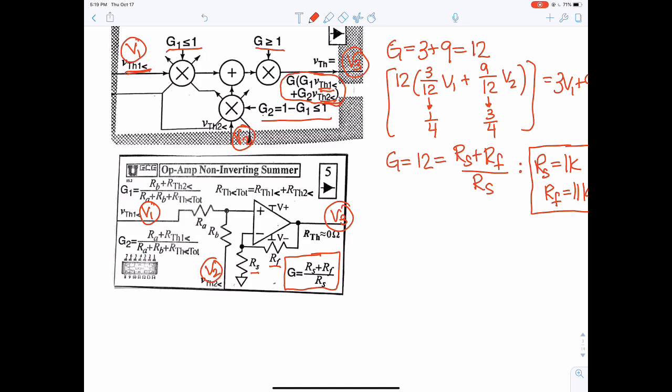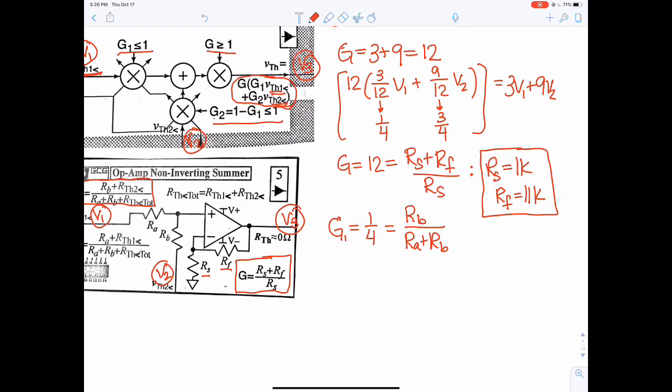And then for G1 is 1/4. And we look at the equation for G1, we're ignoring the RTH values since we don't have any connections before this. And that equation is RB over RA plus RB. And then if we set RB to 1K and RA to 3K, we would achieve that 1/4.